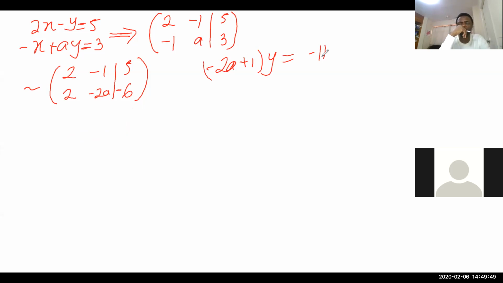But how do I explain this? If the coefficient of y is 0, then there's no way that 0y will become -11. So there will be no solution if this is 0, if -2a plus 1 is 0. Is that what you mean? Yeah. Does everybody get what she's trying to say?